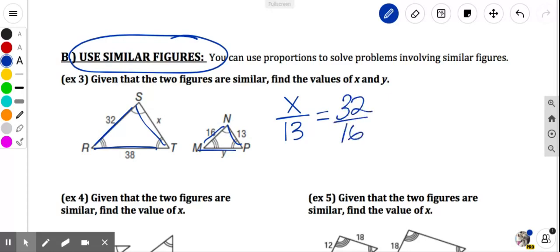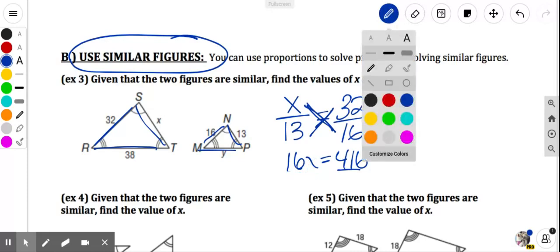And then to solve a proportion, you may or may not remember this from middle school, you do something called cross multiply, where you multiply the numbers that are diagonal from each other. So 16 times x is 16x, and then 13 times 32 is 416. So you multiply the numbers that are diagonal from each other and you set those products equal to each other. So they're called cross products. Then from there, you're just going to solve.